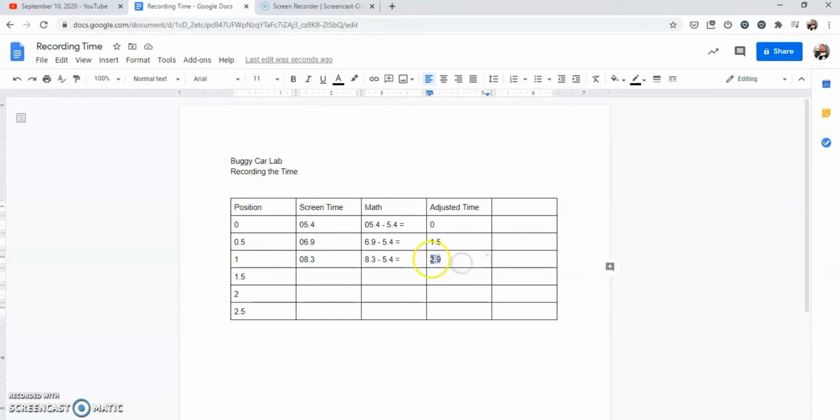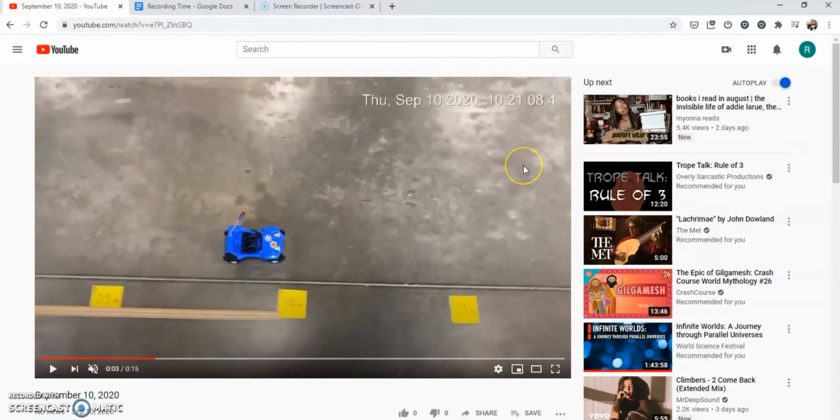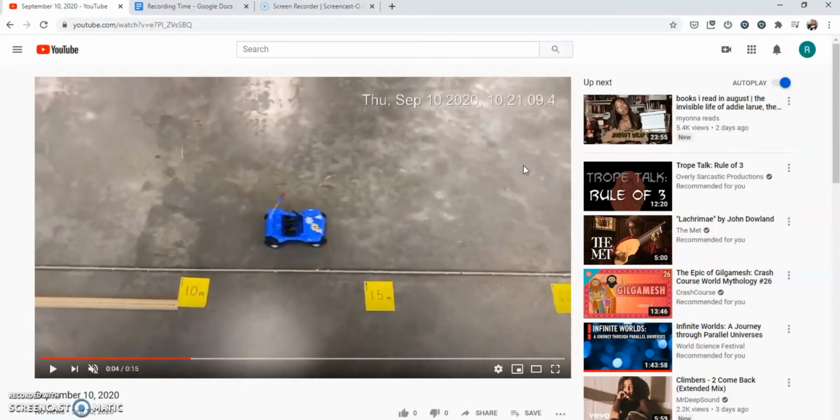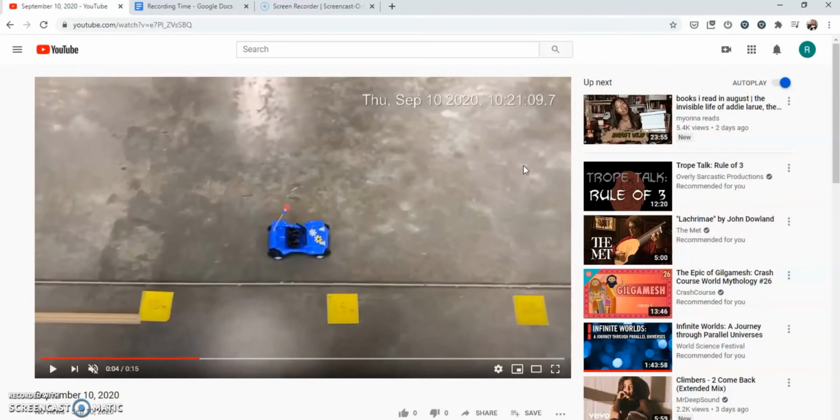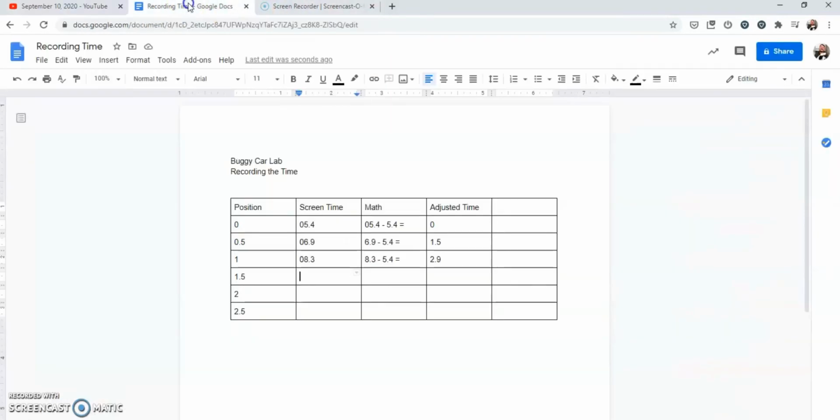Because after 2.9 seconds, where am I? That's really what I want to know. Let's do this one more time, make sure that we got it. Move us forward to 1.5. That's about right there. And I'm going to call that 9.7. Again, I'm just going to subtract that 5.4. And then that's going to tell me 9.7 minus 5.4. And that is going to tell me that it took 4.3 seconds after I had started.